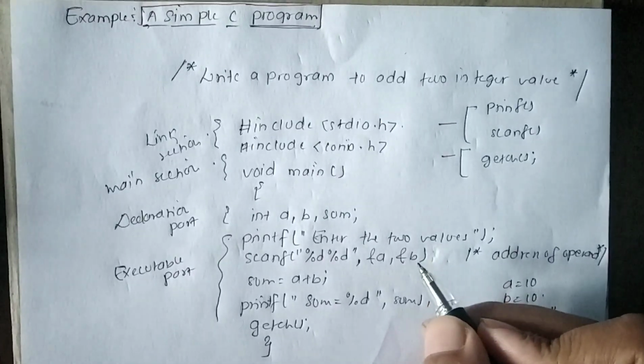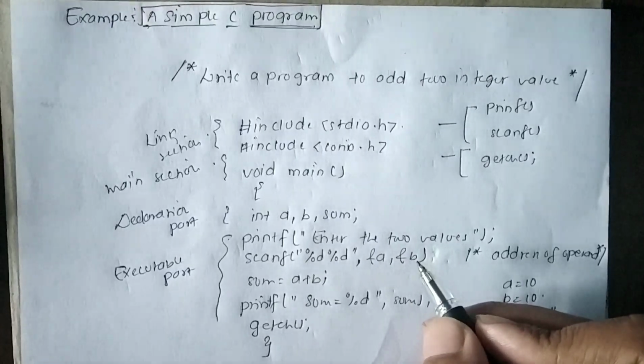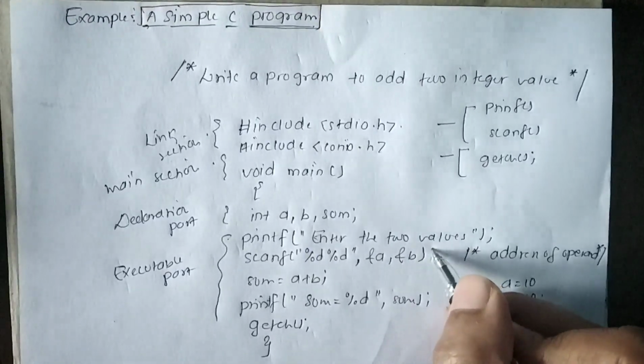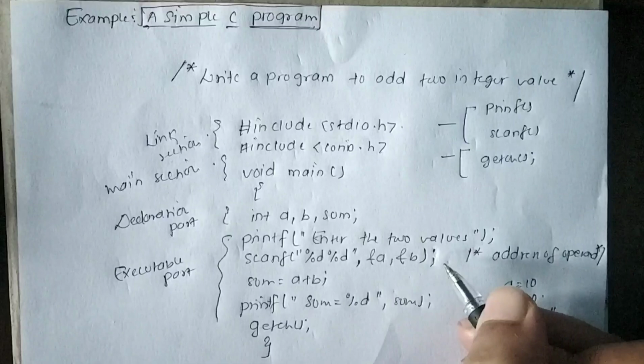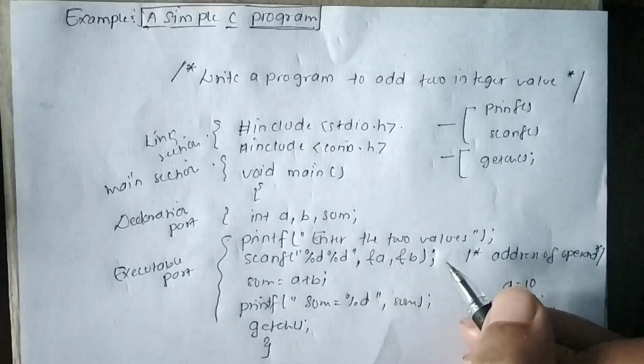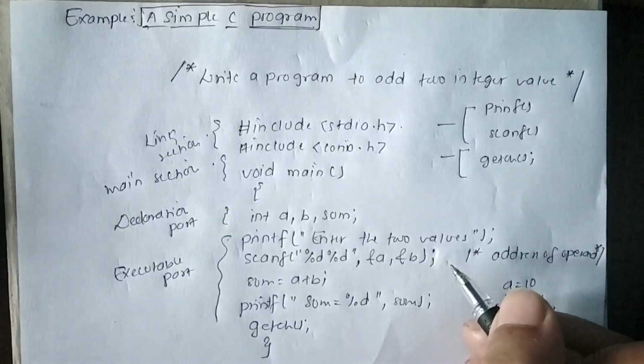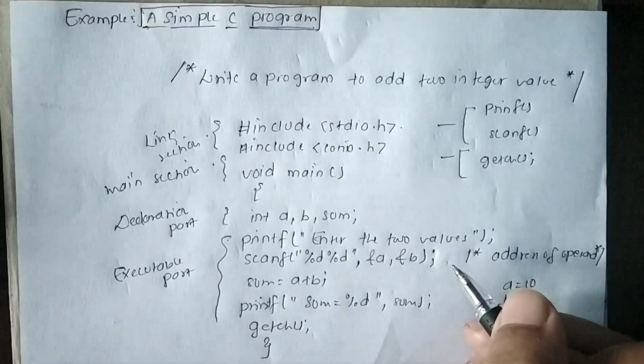Today we learned about the basic structure of the C program and an example of it. Later in upcoming videos, we will discuss other important topics of C programming.